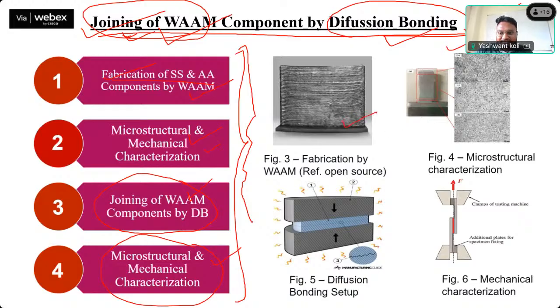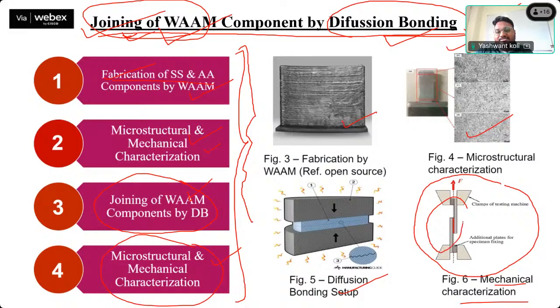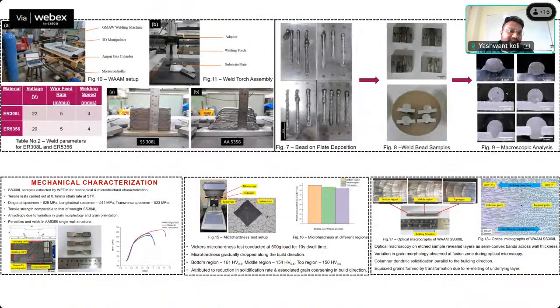So this is the fabrication process, microstructure process. This is the diffusion bonding setup, and this is the mechanical characterization. Our student has developed a die, and using that lap joint, we have checked the shear strength of the bonded sample. That is how we have checked the mechanical properties.